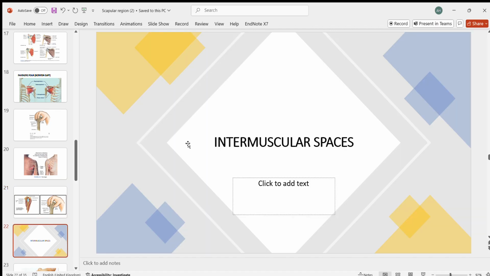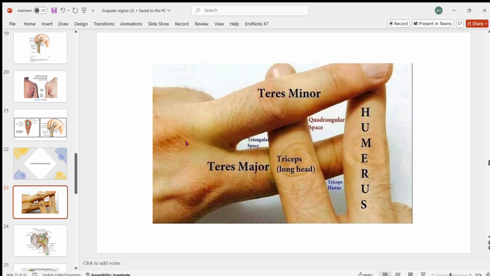Now we will discuss the intermuscular spaces of the scapular region. We have three intermuscular spaces. One is the quadrangular space, one is the upper triangular space, and one is the lower triangular space. Now I'll tell you the easiest way to remember these things. In this picture, we can see the intermuscular spaces of the right side.